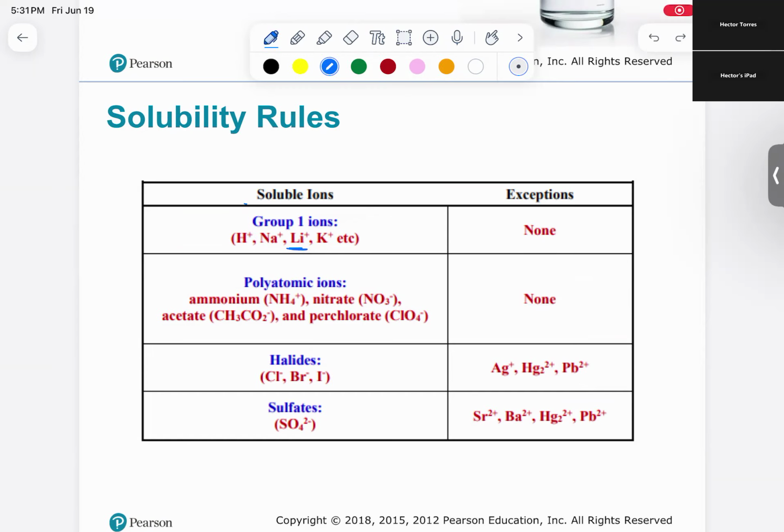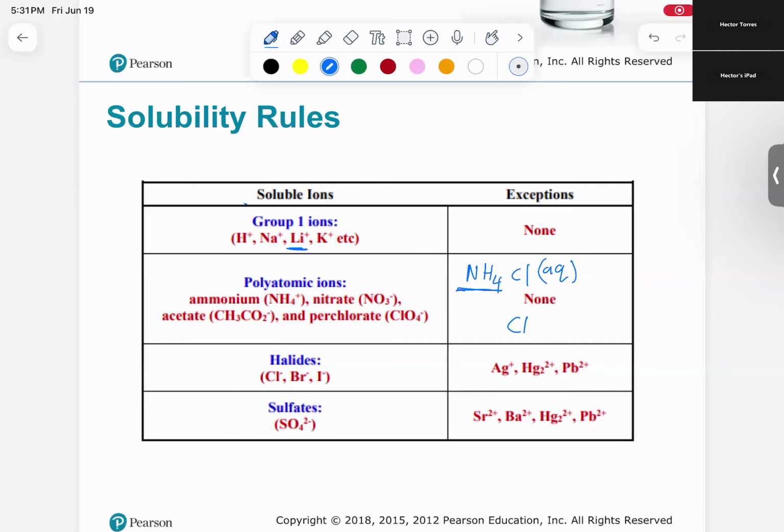An example is NH4, which is ammonium. If I bind that to Cl, because we have NH4, we see on the table that NH4 has no exceptions, always soluble. We give it that Aq. It's always soluble.